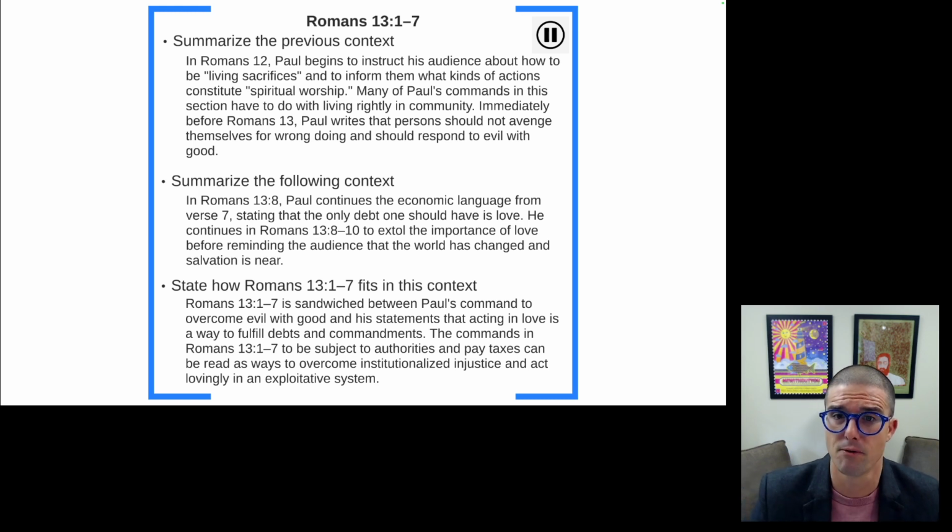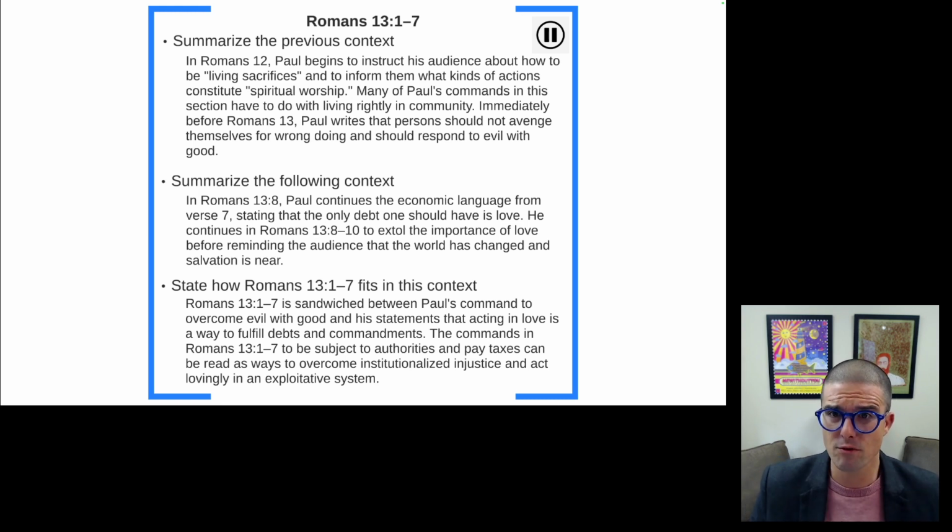So immediately before Romans 13, verse 1, Paul writes that persons should not avenge themselves for wrongdoing and should respond to evil with good. And then following Romans 13, 1 through 7, beginning in verse 8, Paul continues his economic language that began in verse 7, and he states that the only debt one should have is to love. He continues in Romans 13, verses 8 through 10, to extol the importance of love before reminding the audience that the world has changed, that apocalyptic bit, and salvation is near.